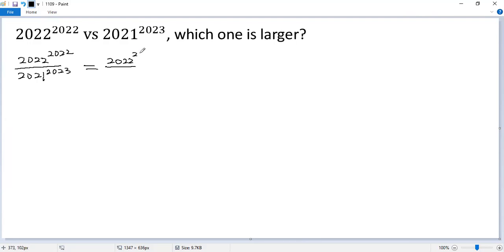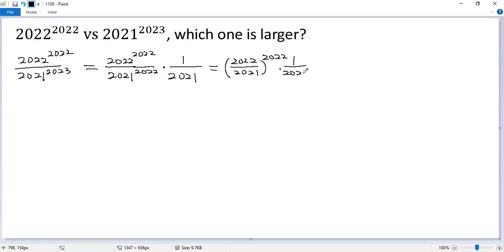2022 to the power of 2022 over 2021 to the power of 2022, and then times 1 over 2021. Using the exponent rule, we can write as 2022 over 2021 to the power of 2022 times 1 over 2021. We can write the first factor as two factors.